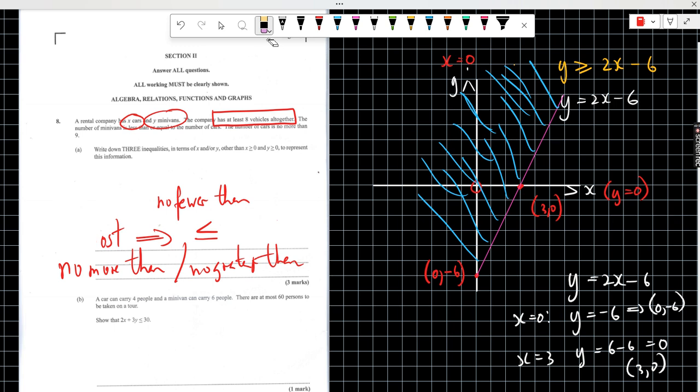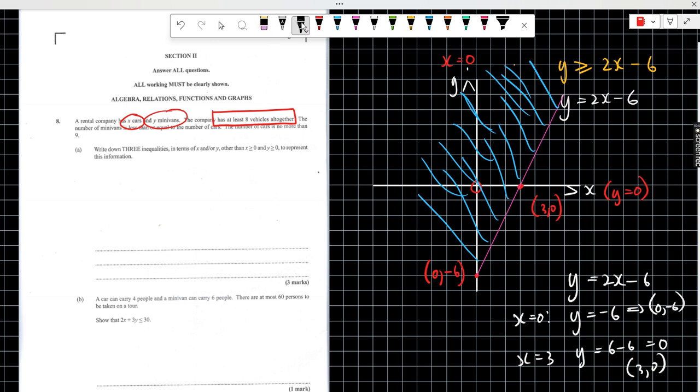So the company has X cars and Y minivans. In terms of the total number of vehicles, we must add those two numbers together. So X cars, Y minivans, and the company has at least 8 vehicles altogether. The first inequality is X plus Y is greater than or equal to 8. Do you understand that? Yes, sir. Good. Let's move on to the next part.